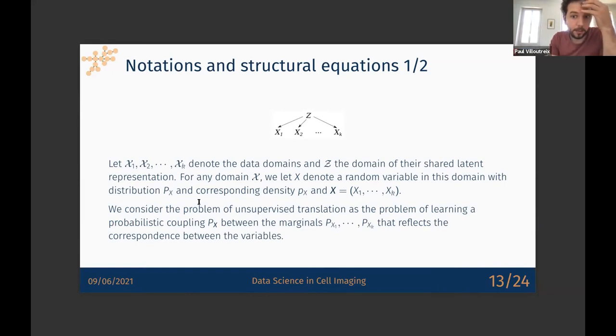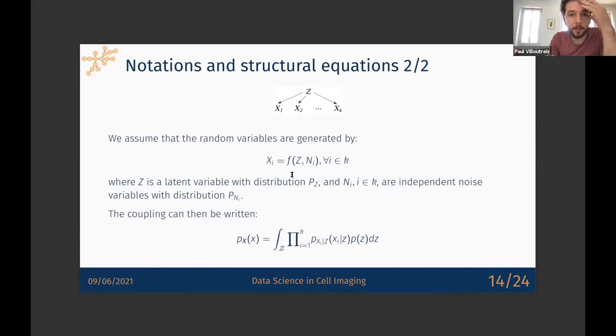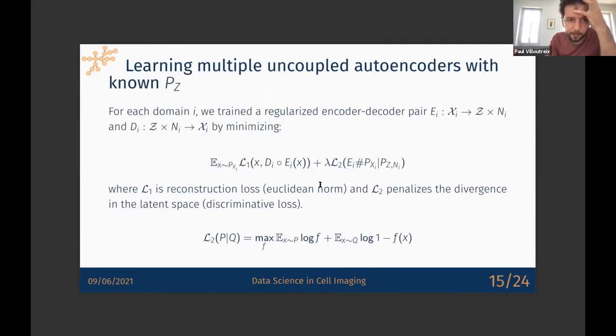So that will be kind of the idea. Xi is a function of the latent variable Z plus some noise here. And then you can couple all those variables, and the probability distribution of all the variables together can be written as the product of the probability distribution of each variable given the latent variable. This is a bit of graphical models.